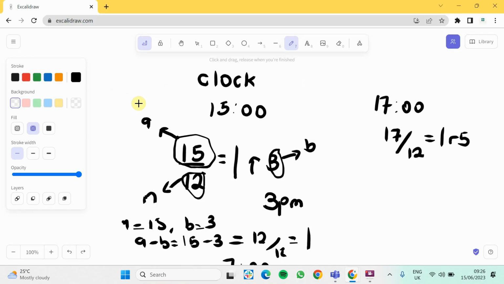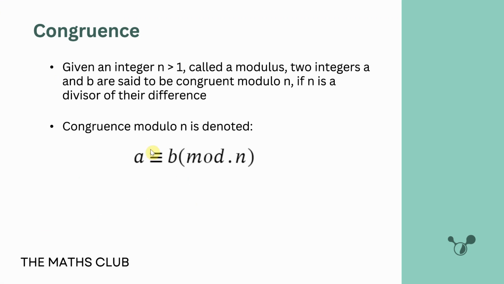But if I had something like 16 minus 3, that is 13. Can 13 divide 12? No. 13 cannot divide 12 without a remainder. So in that case, it does not pass this condition.